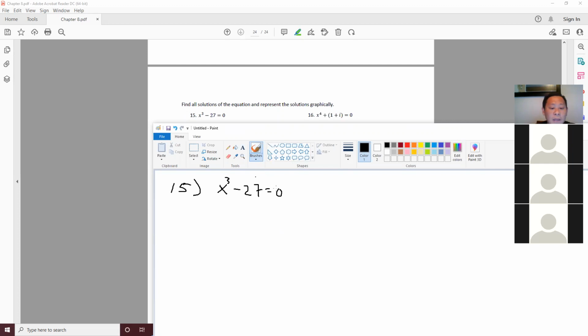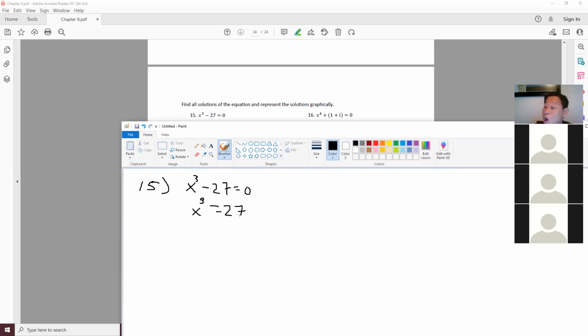So we move the 27, negative 27 over there, so it becomes positive 27. So you will get x cubed equals 27. Again, this is not in the CIS form, so you need to figure out where 27 is if you want this in trig form. This cube is telling us we are doing the cube root, because in order to solve for this, you have to cube root both sides. So we're going to do the cube root of it.